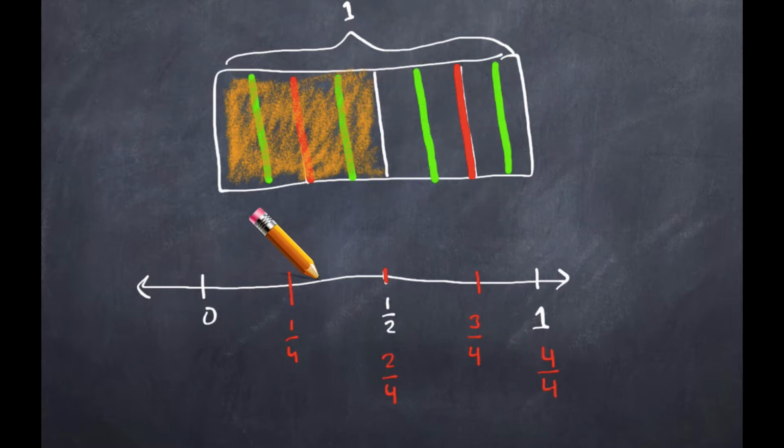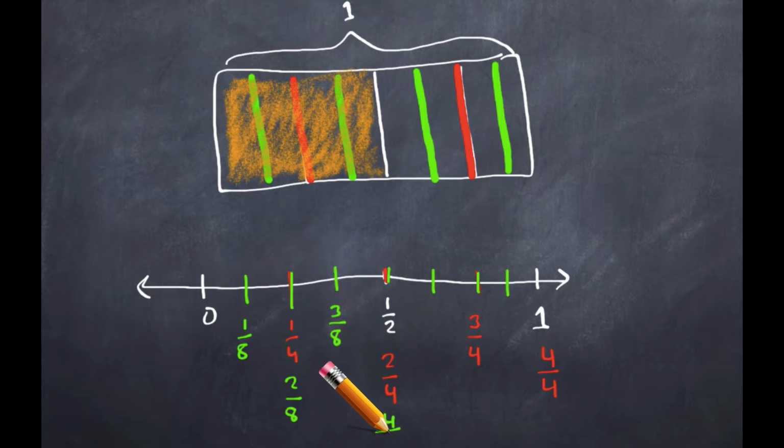Okay. And now if I came back and decomposed it again, multiplied it by another 2 to get to 8ths, I would go here, here, here, here, here, here, and here. All right, so I would have 1/8, 2/8, 3/8, 4/8, 5/8, 6/8, 7/8, and 8/8. Okay, so I have found some equivalent fractions.